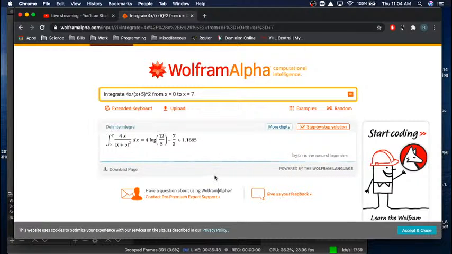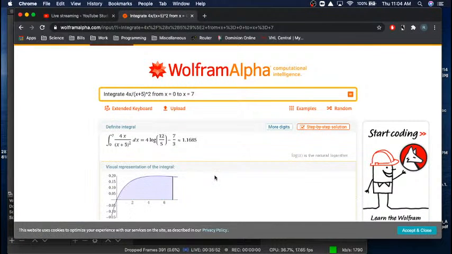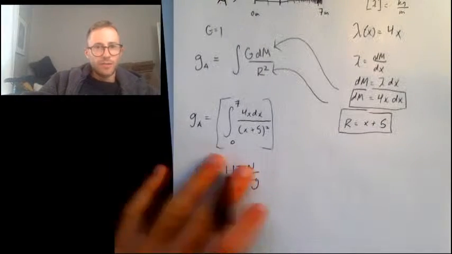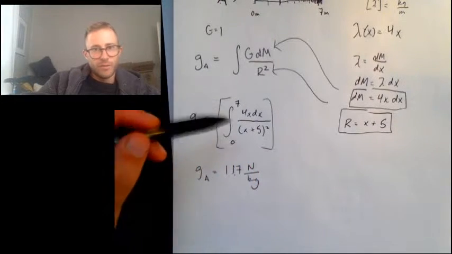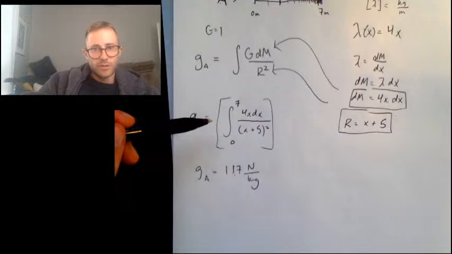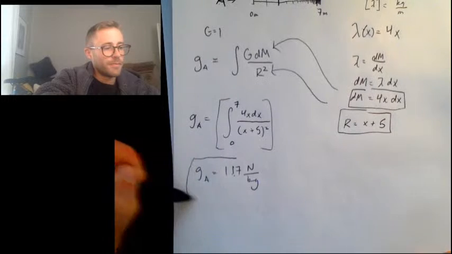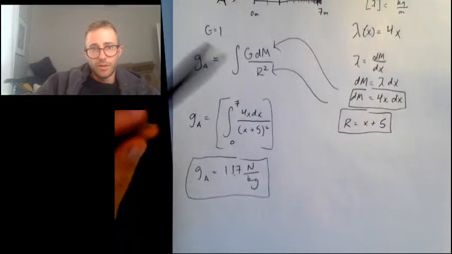It does that for me. And so you can see that we get 1.1685. Just writing that down. So our answer in this case, you can do this even if you don't know integration. You just go to Wolfram Alpha, type it in, and it'll do it for you. But you do need to know how to set it up.